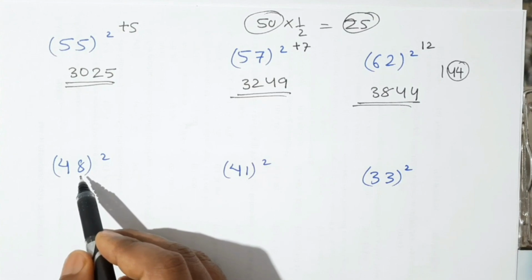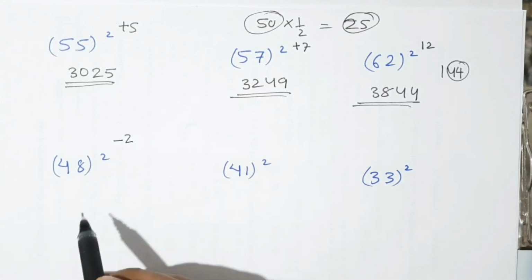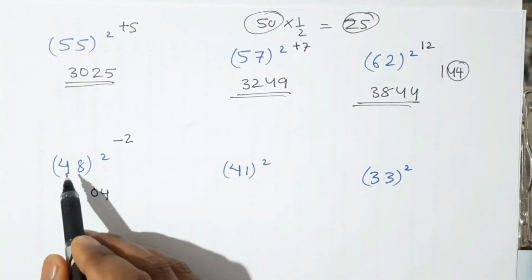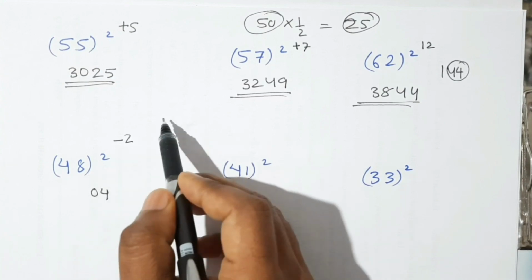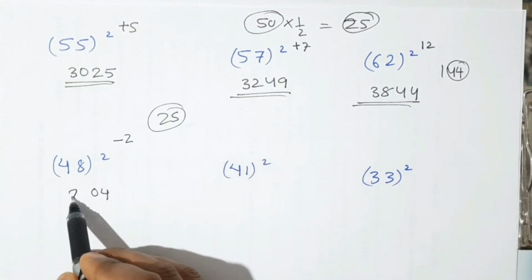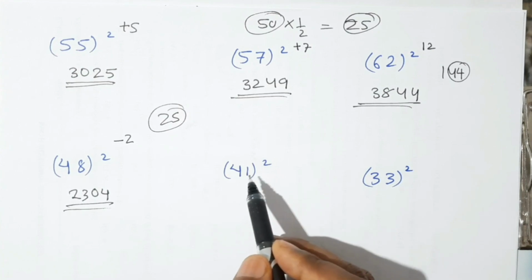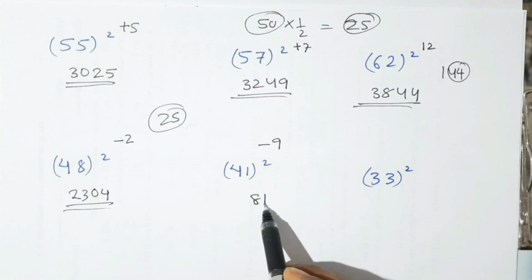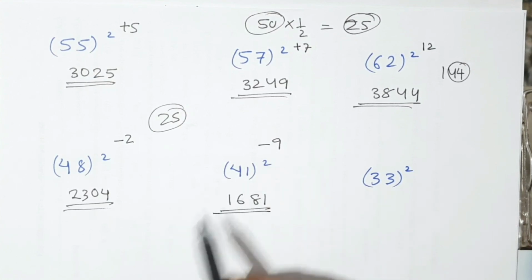Similarly, now 48. 48 is 2 less than 50. So 2 square is 4, and we'll write it in 2-digit form, so this is 04. And this is 2 less than 50, so we are going to subtract 2 from 25. 25 minus 2 is 23. So this is the square of 48. Similarly, this is 9 less than 50, so minus 9. 9 square is 81, and 25 minus 9 is 16. So this is the square of 41.